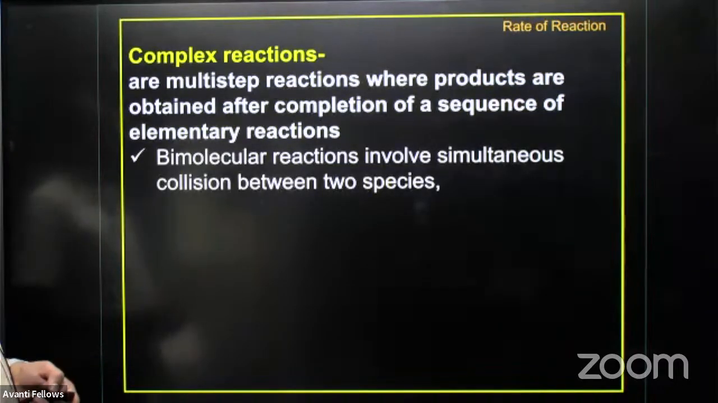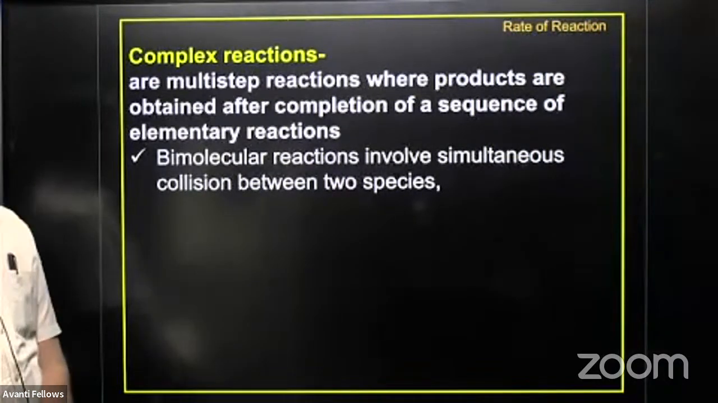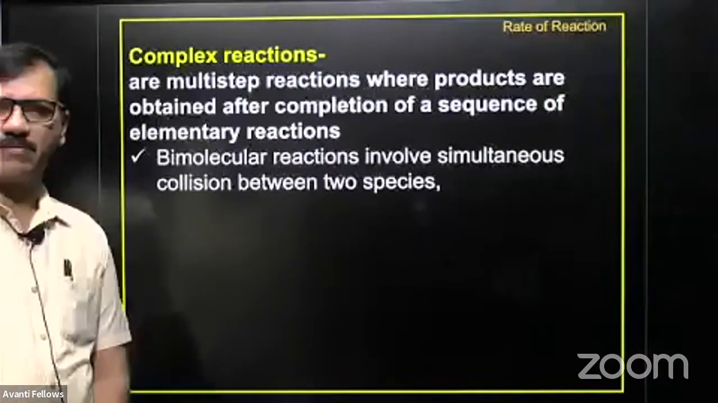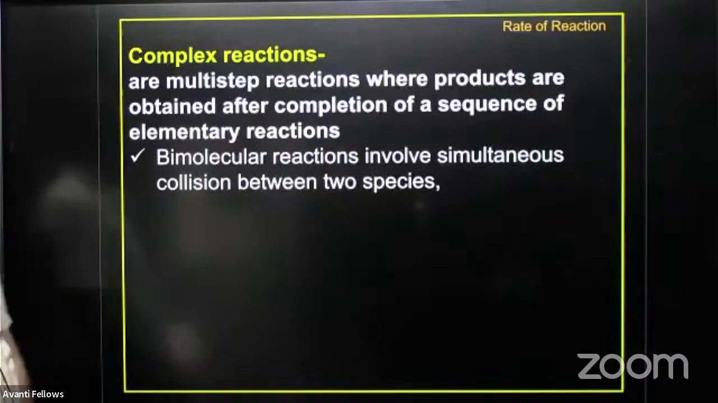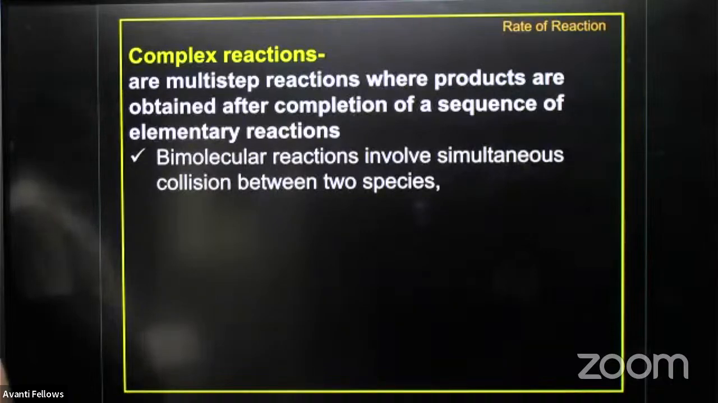So the complex reactions are multi-step reactions where the products are obtained after completion of a sequence of elementary reactions. There is a sequence of reactions, and the sum of all these is reflected in a complex reaction. Bimolecular reactions involve simultaneous collision between two species.